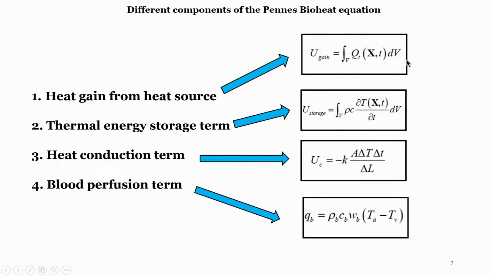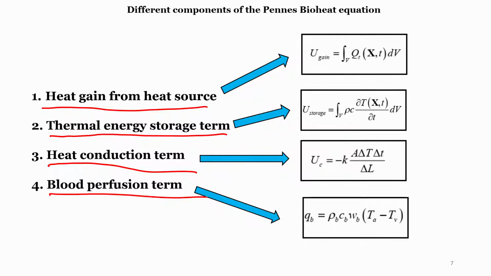So, what are the different components of that equation? We have a heat gain from a heat source, then we have the thermal energy storage term, then the heat conduction term, then the blood perfusion term. Now, what is heat gain from heat source? Just try to see it in a very simple way. We have seen so many things about the tissue, right. What could possibly be the heat sources for the tissue? Qt is the total of the heat sources. What all could be the heat sources?